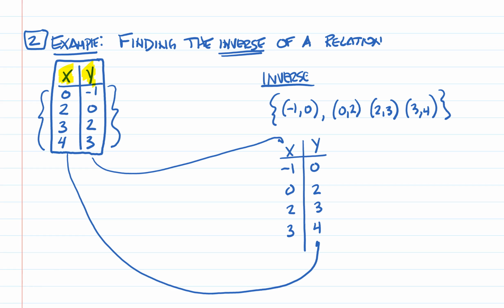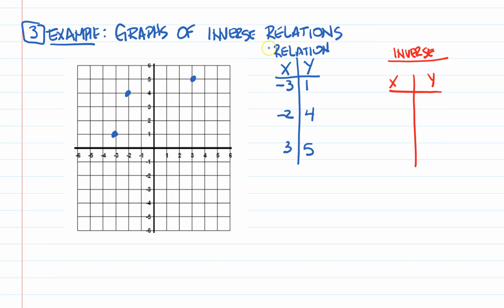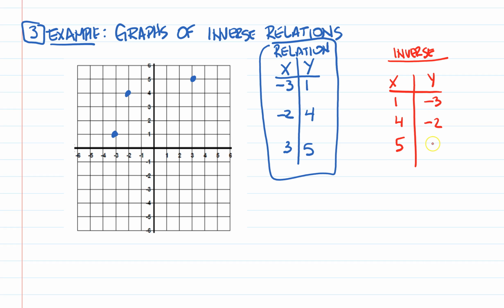Okay, box 3 is sort of a visualization of box 2. So what I have here is I have a relation for you, and then I've graphed that relation. So notice I have the point (-3, 1) graphed for you right there, (-2, 4) up there, and then (3, 5). If I wanted to take a look at the inverse relation, first I would switch all my x's and y's. So I'd have a 1, a 4, and a 5. And then my y's would be all my x's, so there'd be -3, -2, and then a 3.